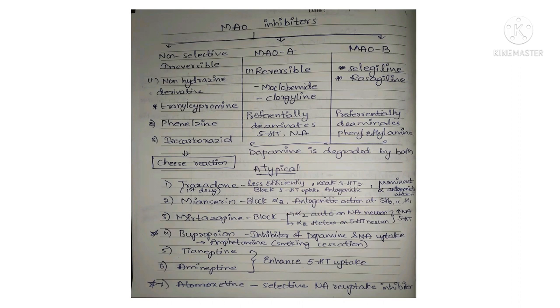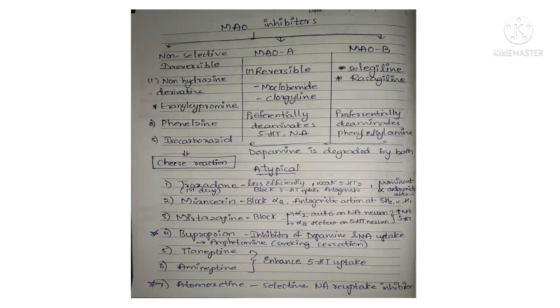If a person taking MAO inhibitors consumes those tyramine and dopa containing foods, what happens? The levels of norepinephrine and serotonin increase in the body because the metabolizing enzyme is blocked and cannot metabolize them. The levels of these neurotransmitters increase, and it results in hypertensive crisis and cerebrovascular accidents. So it is a very dangerous condition.